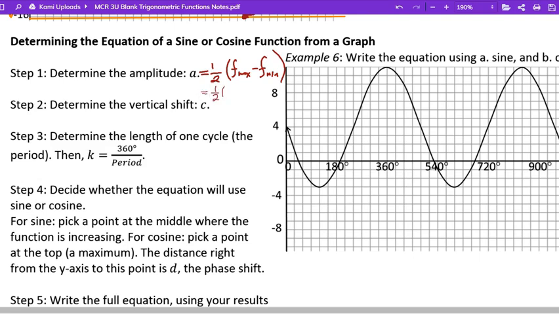One half times f max, 8. Okay, that's going to be 12. Min is going to be minus 3. Oh, 8, 9, 10, 11. Oh, it's not 12, it's 11. Okay, 1/2 times 14 equals 7. Okay, that's what I got. Anyone else get 7? Yeah.